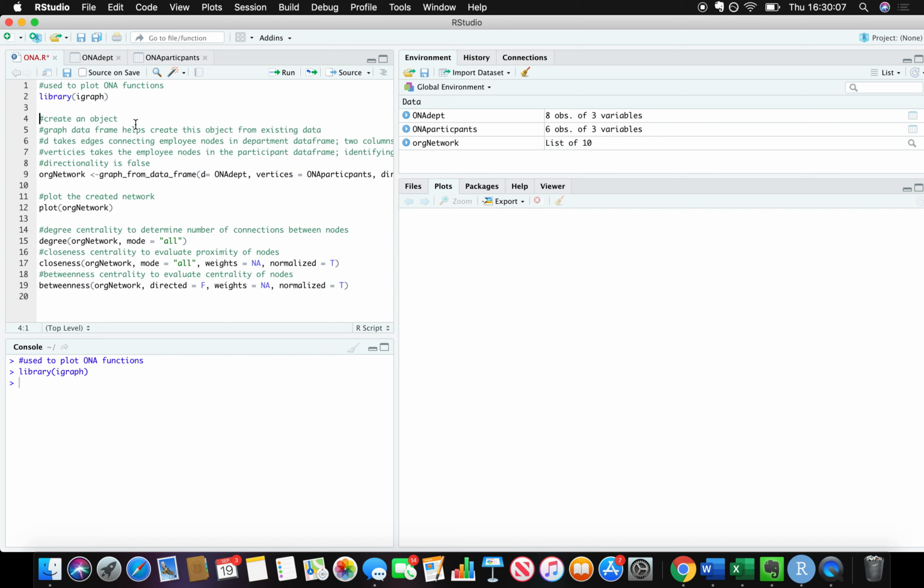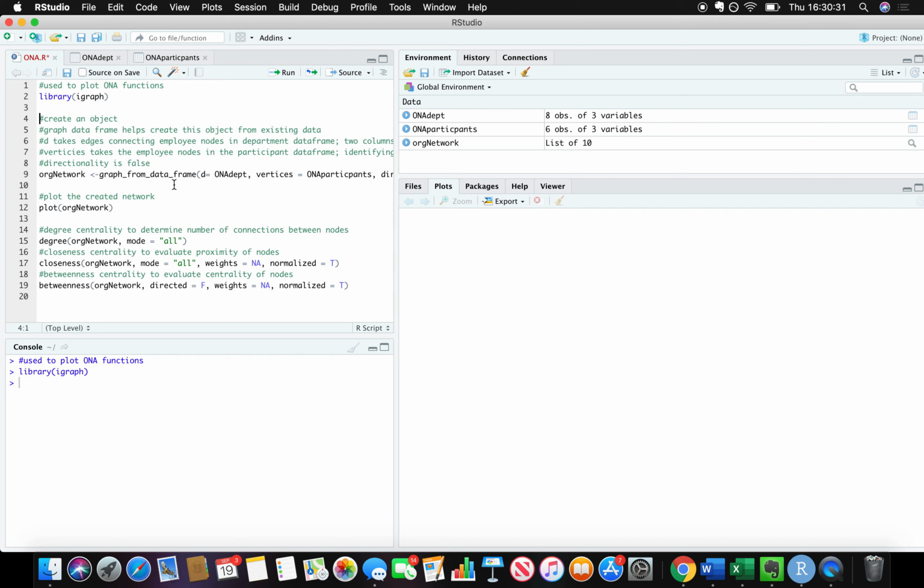So I'm going to library that. And then the next step I'm going to take is creating an object. So I already created my data outside of R, and so I'm using this from existing data. The graph data frame right here is pulling that from my data. So I'll tell you how these are connected here.